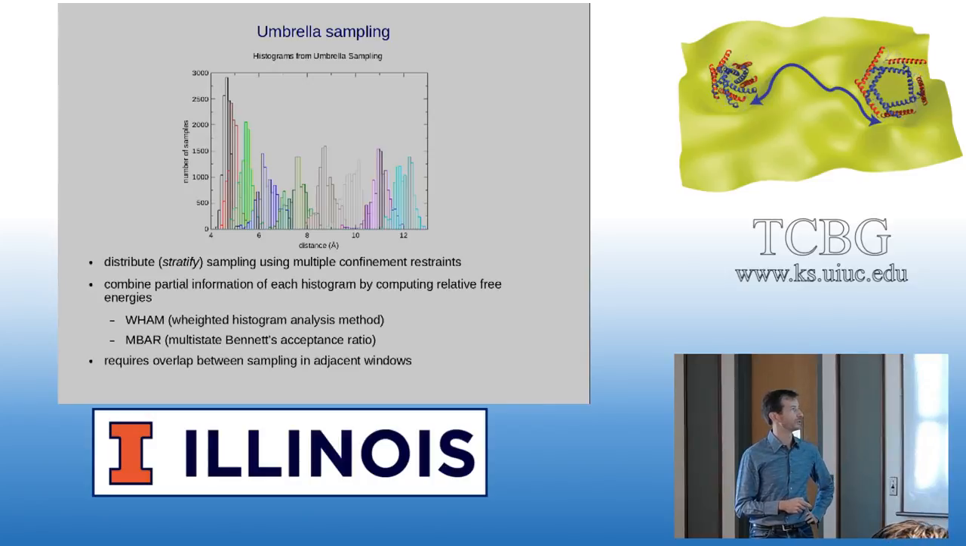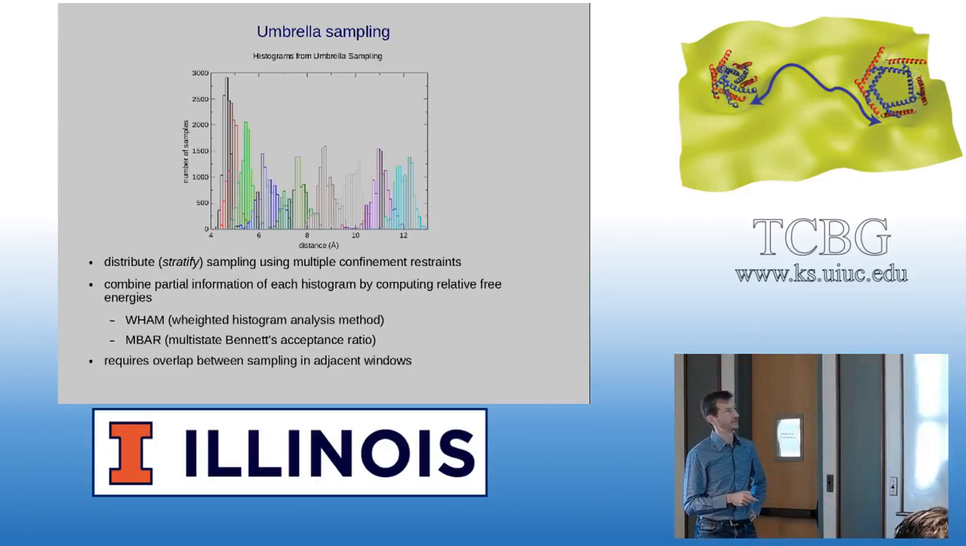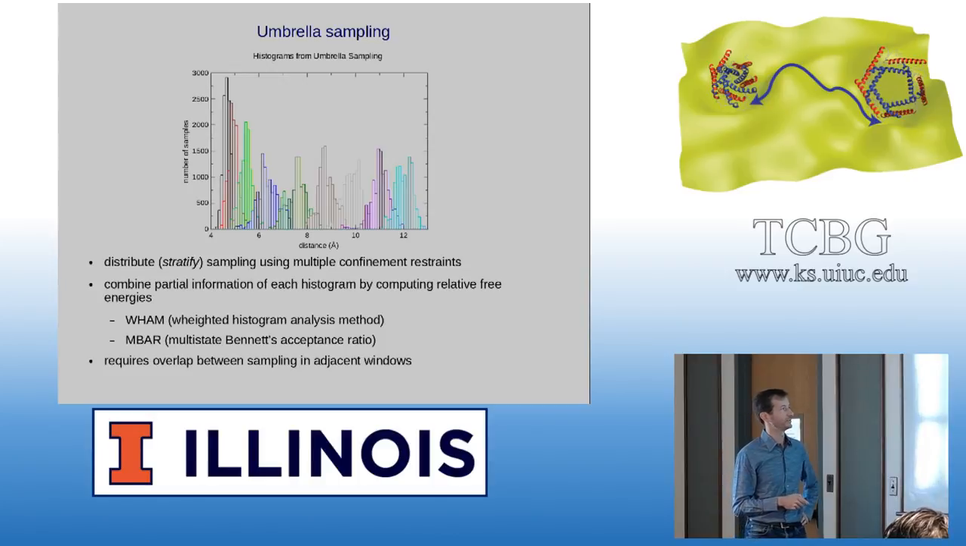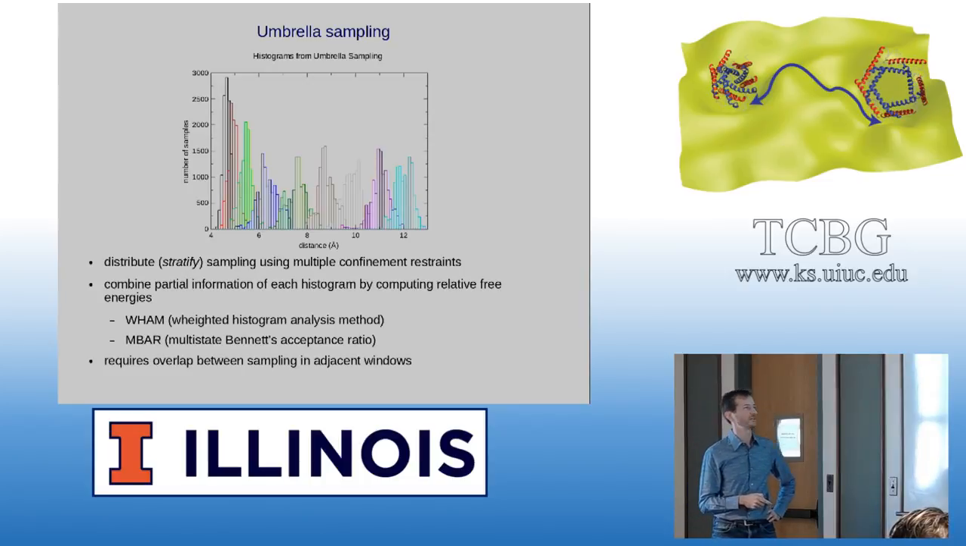Which we would call stratify, like chopping the sampling into strata. And then each of these histograms will give us local information that we have to compute, as I said, because we need to anchor the relative free energy between each of these local states. So the classic method was WHAM, the weighted, which has an extra H here. Another second typo. Histogram analysis method.